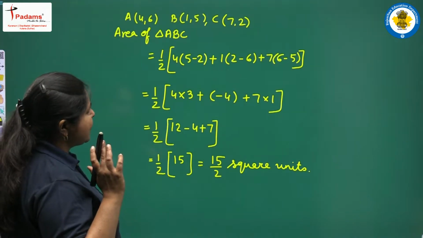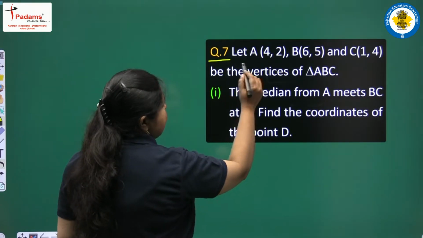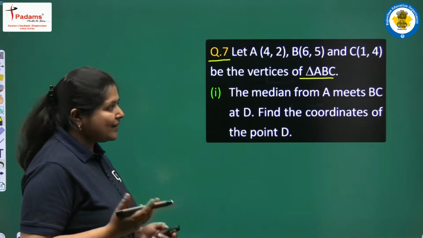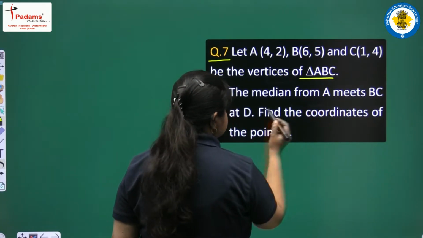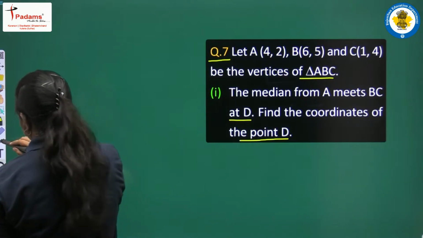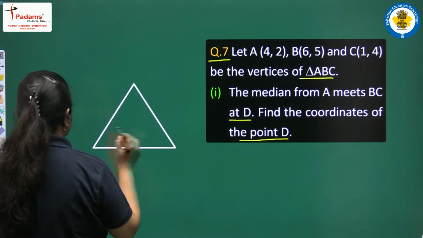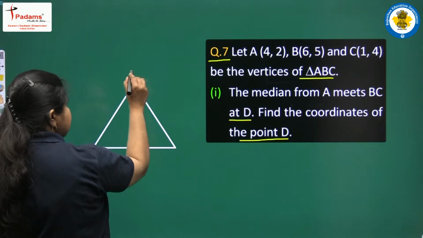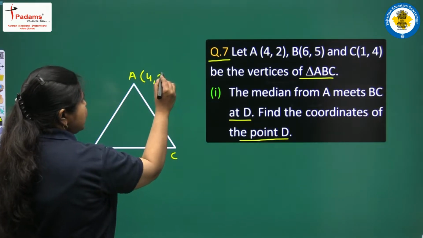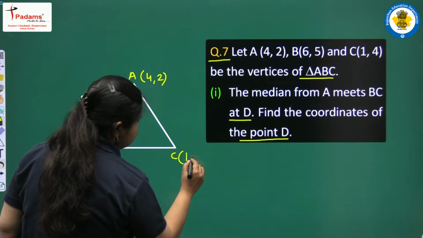Now we can go towards question number 7. Here it is said, let A, B and C be the vertices of triangle ABC. Again there is a triangle. The median from A meets BC at point D. Find the coordinates of the point D. So again let us draw one triangle here. Let this be the triangle. Again we have been given the vertices as A, B and C, and the coordinates of A are 4, 2, that of B are 6, 5 and that of C are 1, 4.